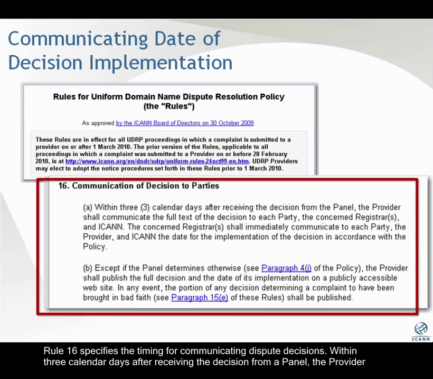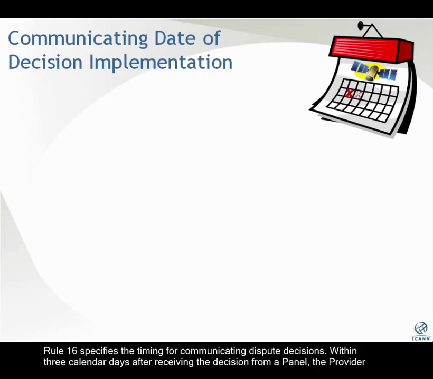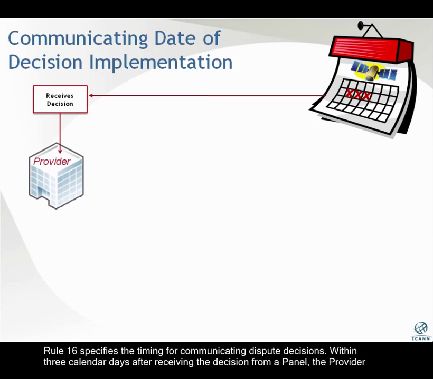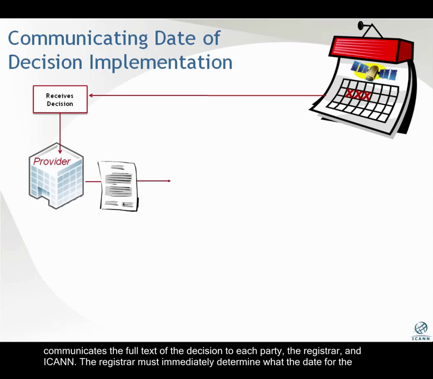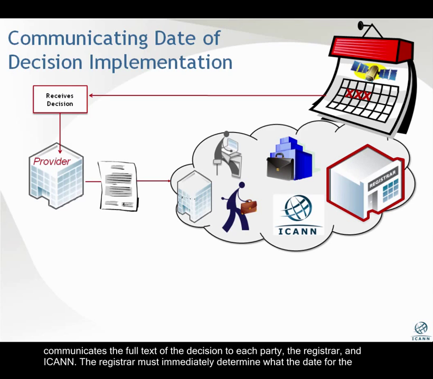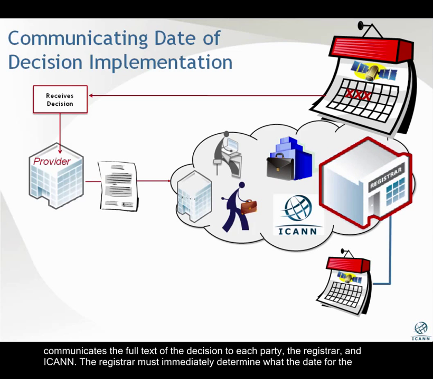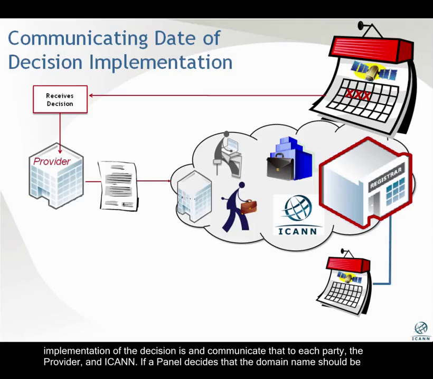Rule 16 specifies the timing for communicating dispute decisions. Within 3 calendar days after receiving the decision from a panel, the provider communicates the full text of the decision to each party, the registrar and ICANN. The registrar must immediately determine what the date for the implementation of the decision is and communicate that to each party, the provider, and ICANN.